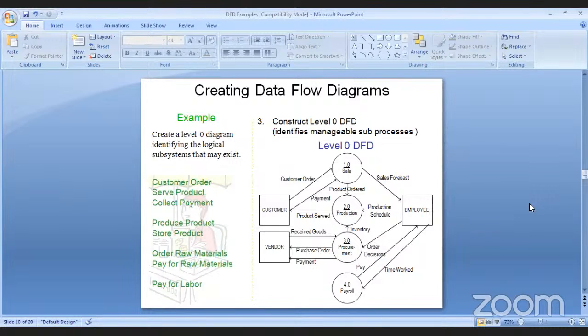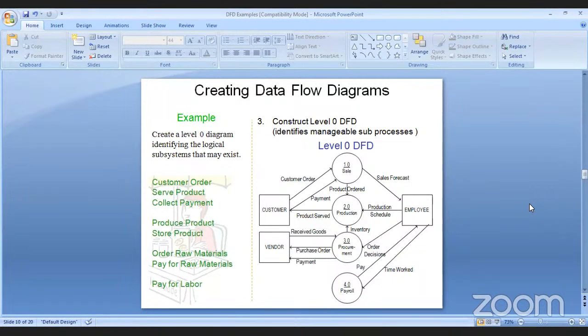It identifies what are the processes involved in the system, who are using the system, and who is affected by the system. So any customer, any client, any vendor will be represented by the square box, and each process will be represented by a circle. Okay, by a circle. And it will be named.